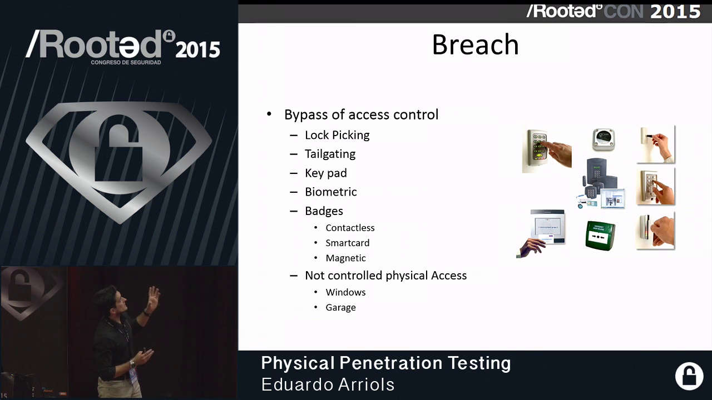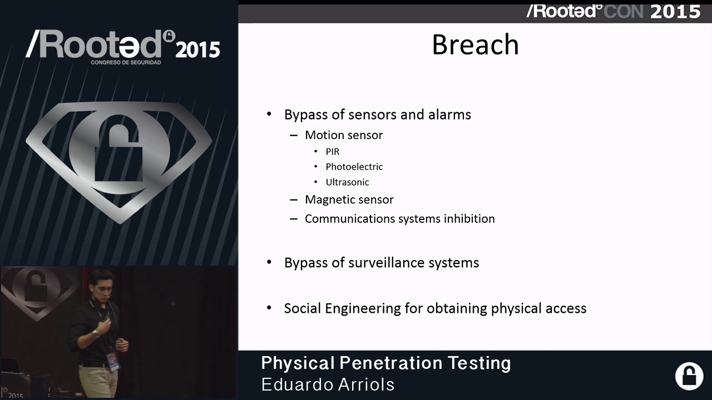Okay, the intrusion part, or the breach, would be bypassing the access control. We can do lockpicking, tailgating, or you can just walk in or follow someone, and breaking keypad, biometric, badges. And then we can also bypass the access control through non-controlled physical access. So for instance, if there is a physical door that is open, that would be it.